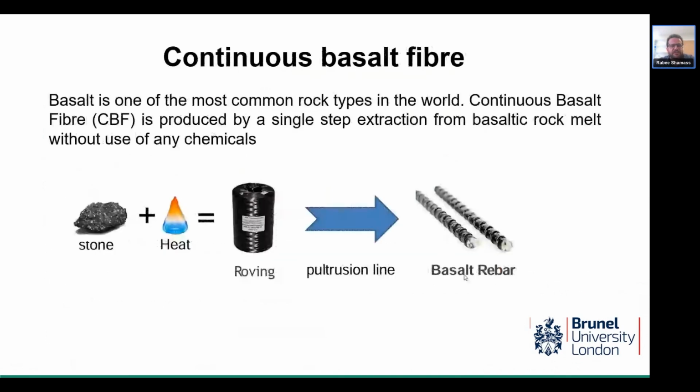So what is basalt, continuous basalt fiber? Basalt is the most common rock type on Earth crust, and it's dark in color, usually gray or black, and it's rich in iron and magnesium and silica. The continuous basalt fiber is material made by melting the basalt rocks and extruding them into fine fibers. This process involves a single-step process. The basalt is melted and then drawn back into fibers without any chemical additive. This makes the continuous basalt fibers an environmentally friendly and sustainable material.